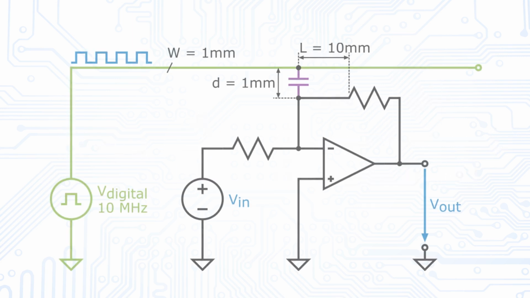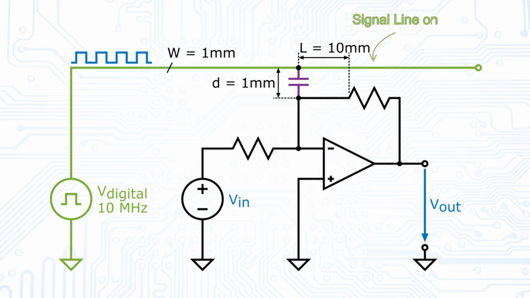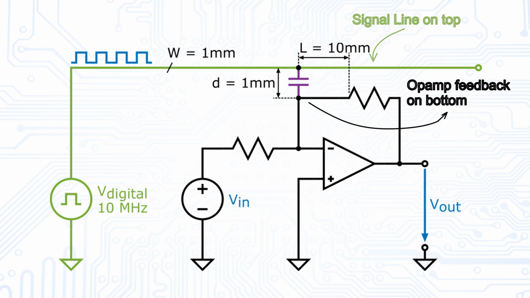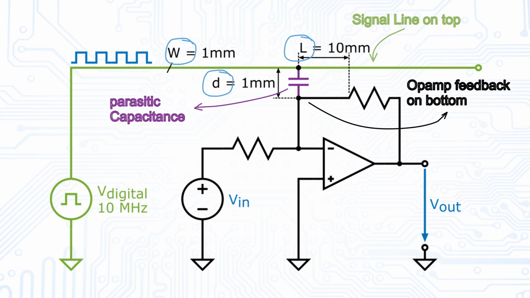To put theory into practice, consider a PCB with an operational amplifier. A signal line runs on the top plane, and the amplifier is designed on the bottom plane. Its feedback line runs exactly below the signal line. This leads to a parasitic capacitance, as shown. We can calculate the parasitic capacitance due to the given geometries of the two traces.